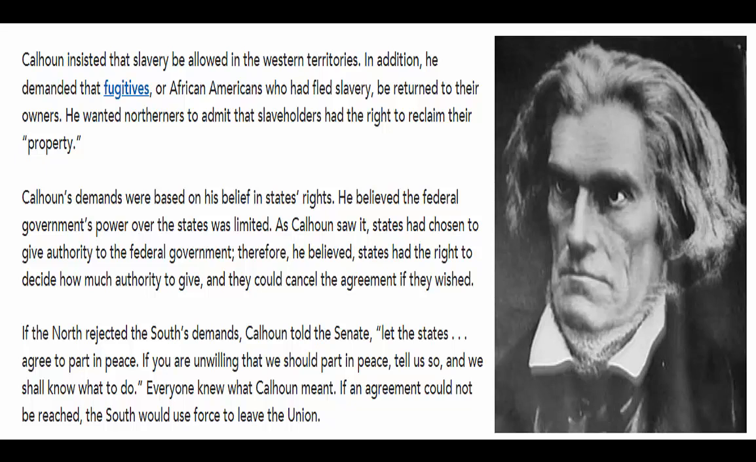He also said, hey, you need to return those slaves, and we have the right to leave the country if we want to, and if you don't accept what we're wanting, we're going to get out of here. We're going to leave this country. We're going to secede. And that answers question 31. Calhoun's threat was secession.